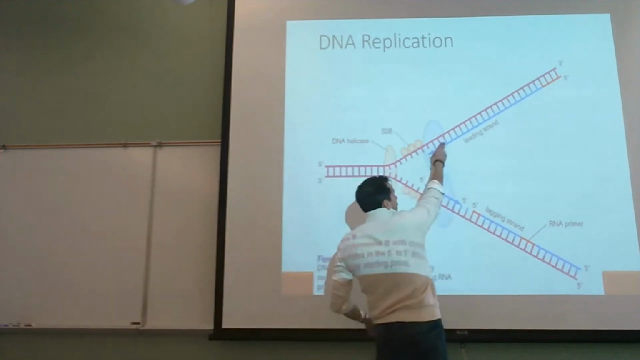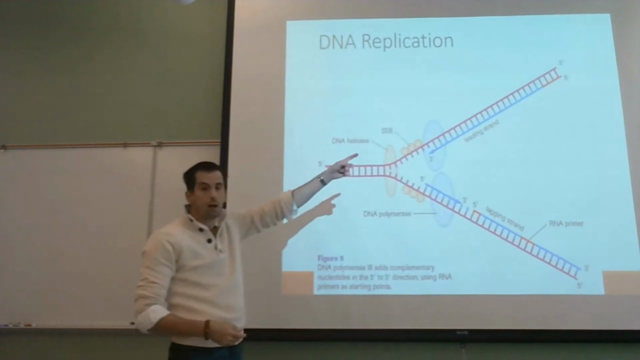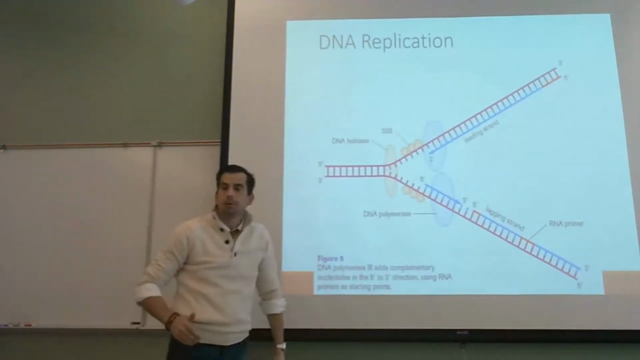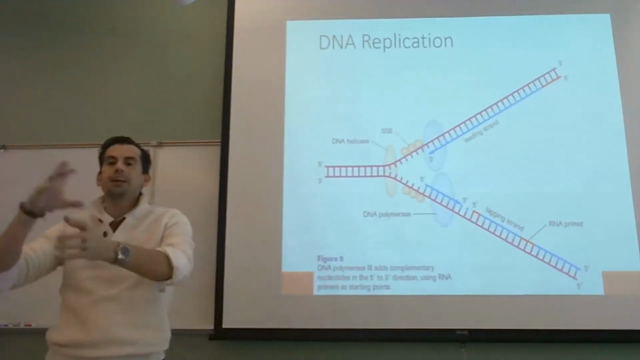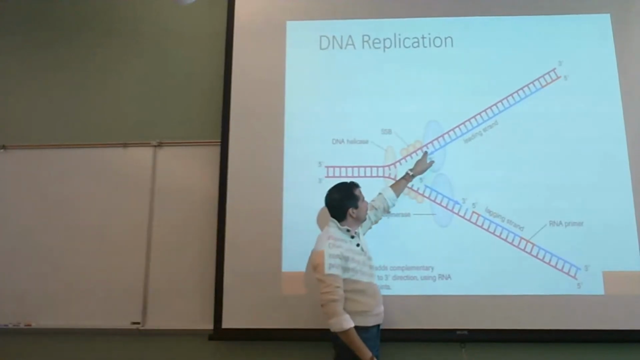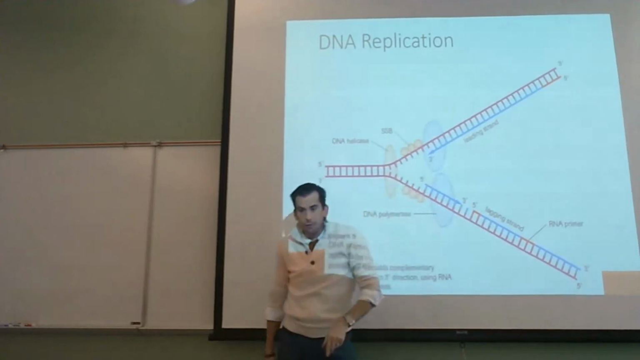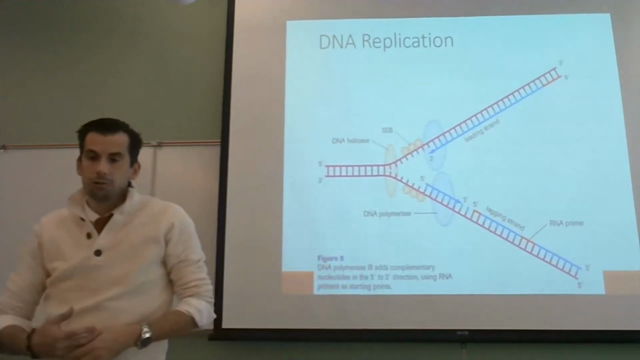So, piece of cake up here. The free 3' end, we start there. We run our DNA polymerase along there, and we simply match up the base pairs. If we get to a cytosine, we throw a guanine on there. We get to a thymine, we throw an adenine on there to partner up those base pairs.